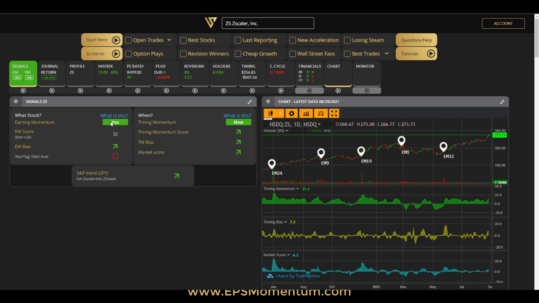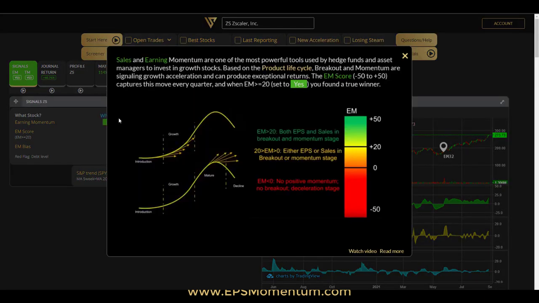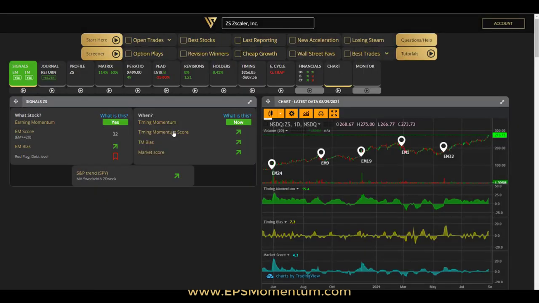To see the entire methodology, you can click on the start here button and you see the methodology as to how we calculate that. But in one picture, you can click on this button here and you have an explanation of the life cycle. Everything above 20 is good stocks because both EPS and sales are in breakout mode. Between 0 and 20, only one of them is in breakout mode, and below 0, they're in none of them. So you can just ignore these stocks. Very quickly, if it's above 20, you have a good stock, you have a yes here. So that's for this flag.